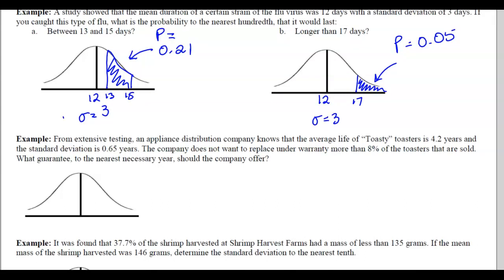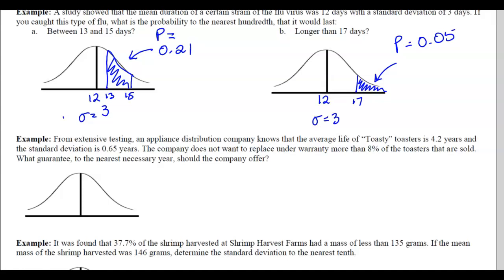Next one, from extensive testing, an appliance distribution company knows that the average life of Toasty toasters is 4.2 years, and the standard deviation is 0.65 years. The company does not want to replace under warranty more than 8% of the toasters that are sold. What guarantee to the nearest necessary year should the company offer? So basically, how many years should they say their guarantee is?